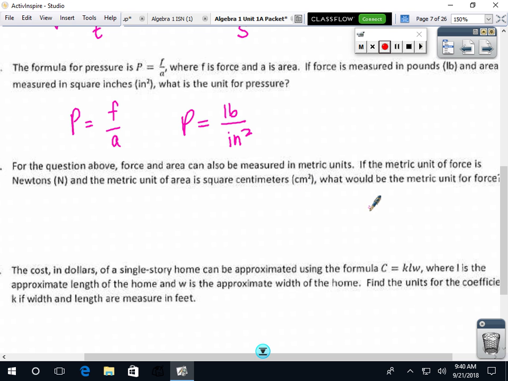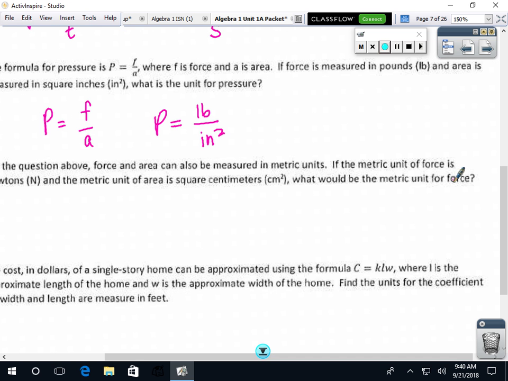For the question above, force and area can also be measured in metric units. If the metric unit of force is newtons and the metric unit of area is square centimeters, what would be the metric unit for, this should say pressure again. Okay, so you're just using the same formula for pressure, but this time, instead of pounds, in the metric system, force is measured in newtons, so you would put N in the numerator. And then for area, instead of it being square inches, it's measured in square centimeters, so centimeters squared. And then that's the answer.